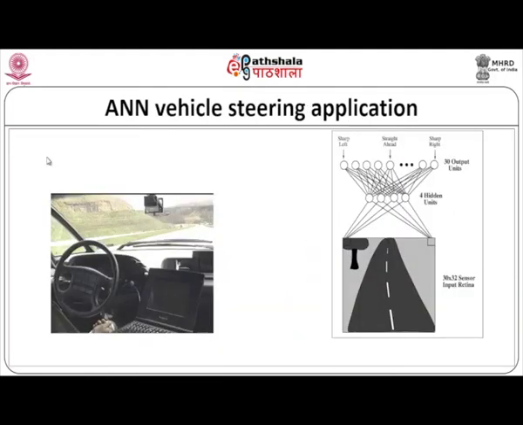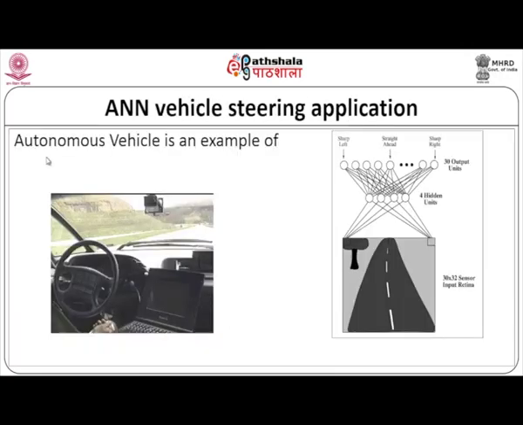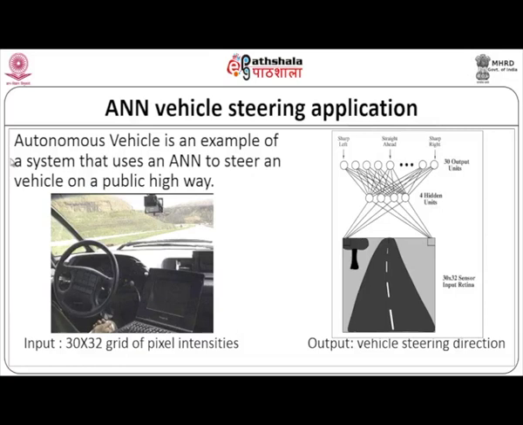So, let us first take the application of an ANN to vehicle steering. Remember that this is for adaptive control. An autonomous vehicle is an example system that uses an ANN to steer a vehicle on a public highway. A 30 by 32 grid of pixel intensities is available, and as output you expect the vehicle's steering direction to be given. So, how do you do this?